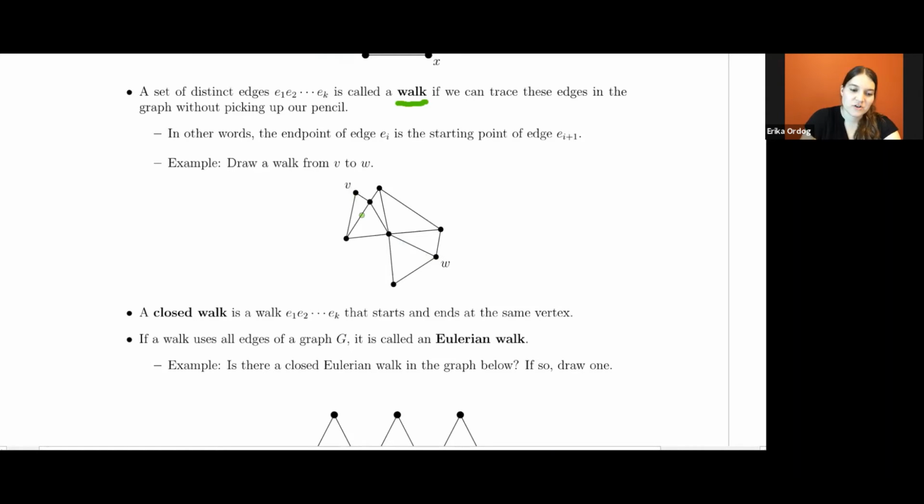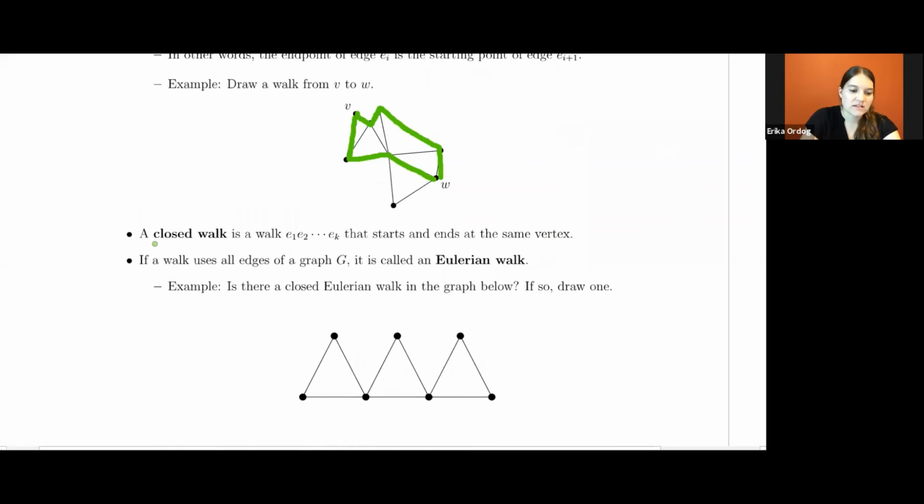So now that we're back, we'll draw a walk from V to W. What we want to do is walk along the edges without picking up our pencil, starting at V and ending at W. And there's obviously more than one answer for this graph. You could also go this way, for example.